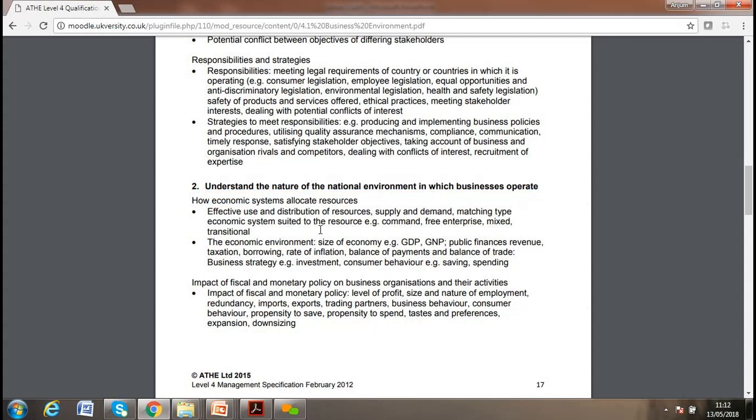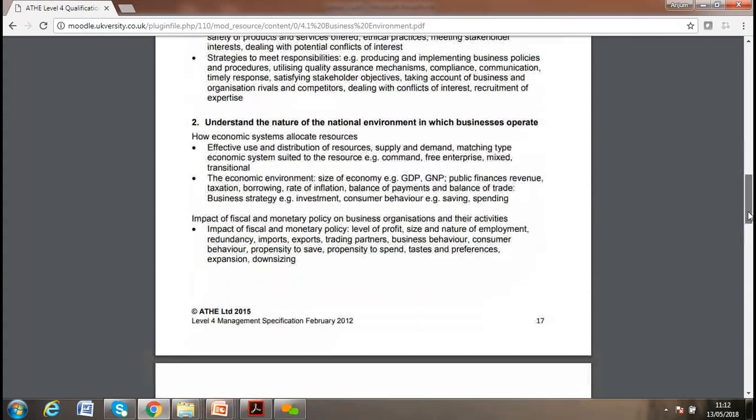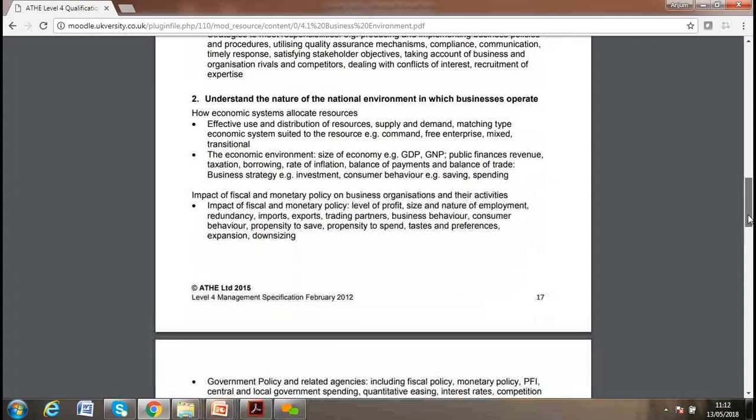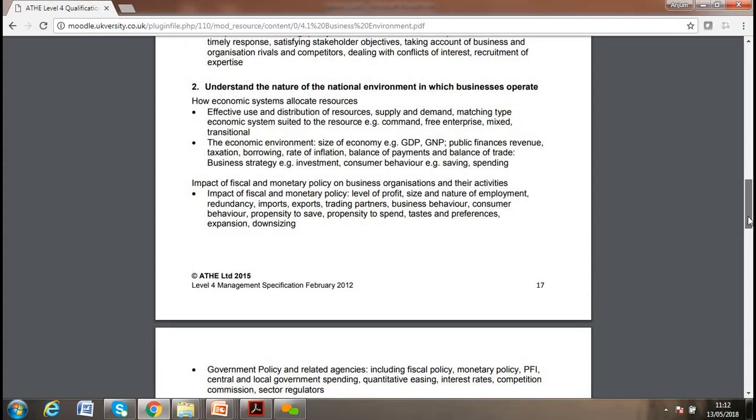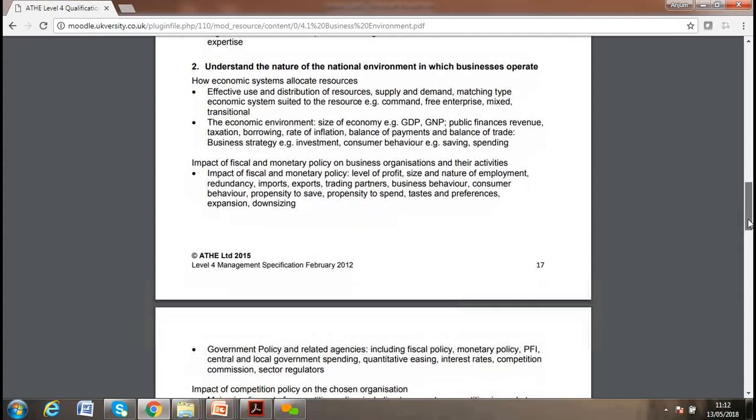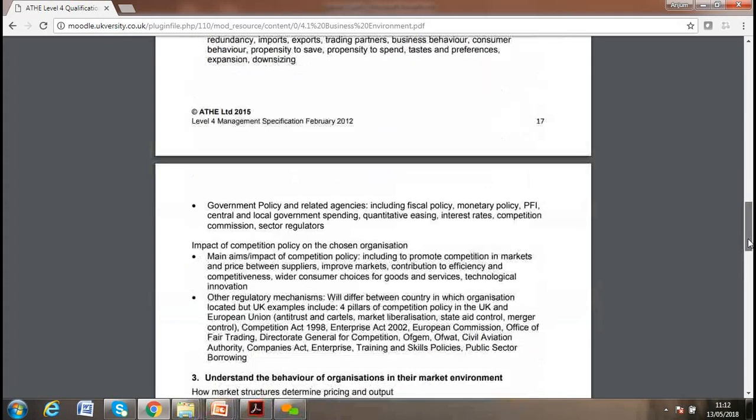How economic systems allocate resources, effective use and distribution of resources, supply and demand, matching types of economic system: command, free enterprise, mixed, transitional, and also GDP, GNP, public finances. And how monetary and fiscal policies impact organization behaviors and consumer behaviors. We'll also go through some legislation as well.